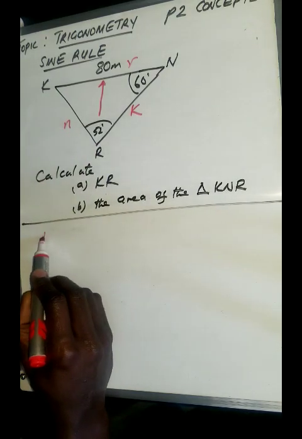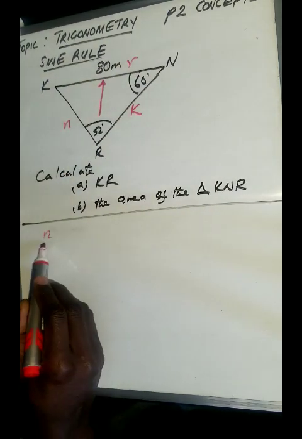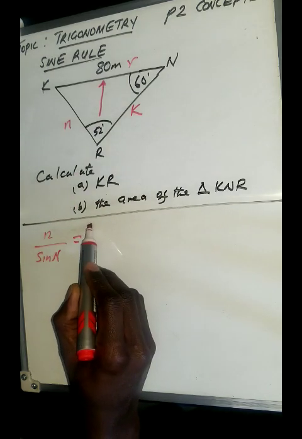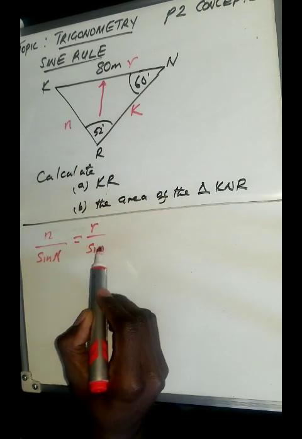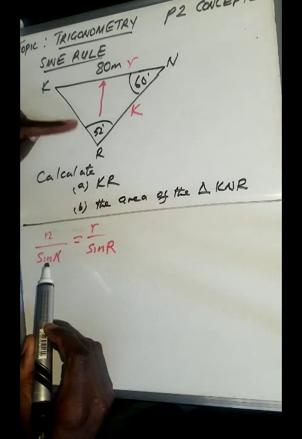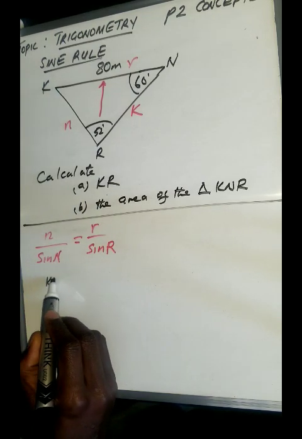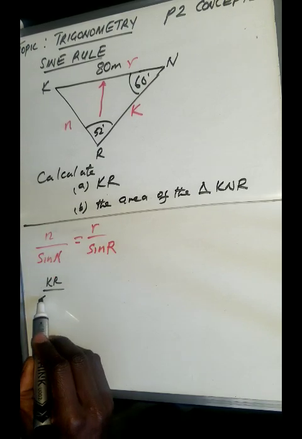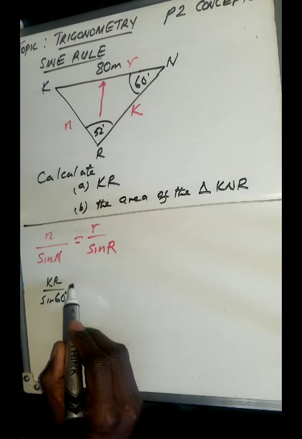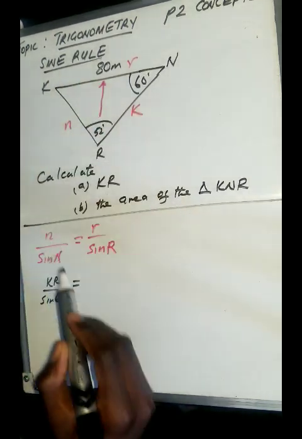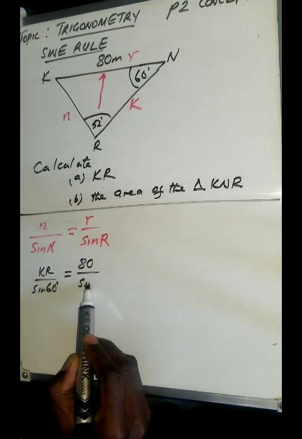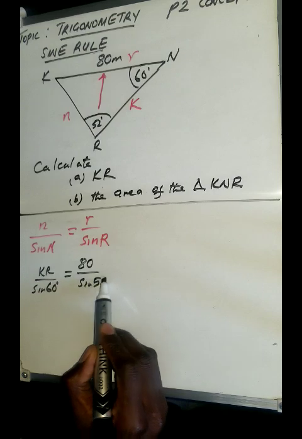So it is going to be the formula you apply. Remember, using the letters there, it will be n over sine of N should be equal to small r over sine of the angle R. So how is that going to be? What is my n representing? That is the one representing KR, over sine of what is your angle N? My angle N there is simply 60 degrees, is equal to, what is my small r? It is 80 over sine of the angle R, which is 52 degrees.